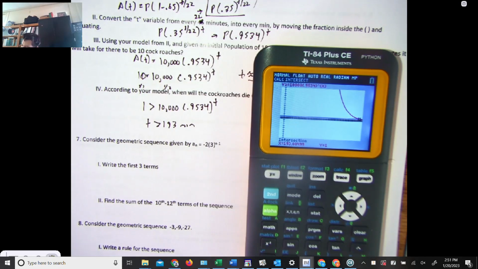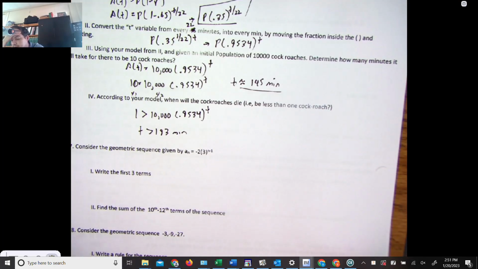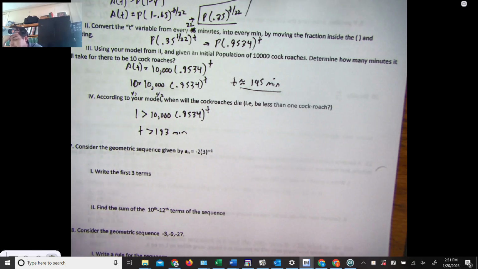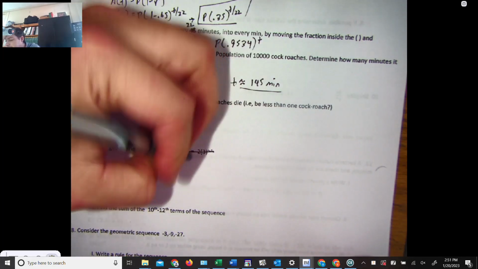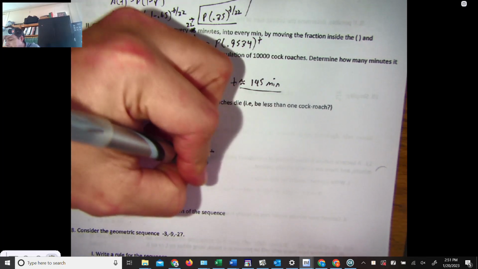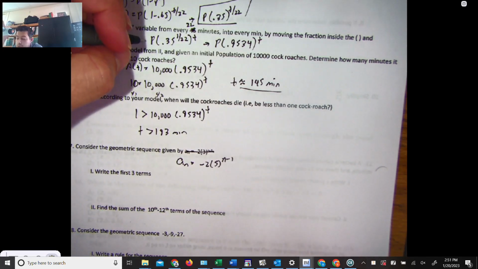This is actually the whole reason I'm remaking this video. I completely screwed this problem up. I don't know why I did it. I was keying out the originals and I noticed, and I just remembered I made a mistake. I'm going to do a sub n is -2 times 5 to the n minus 1. That's all I'm going to do.